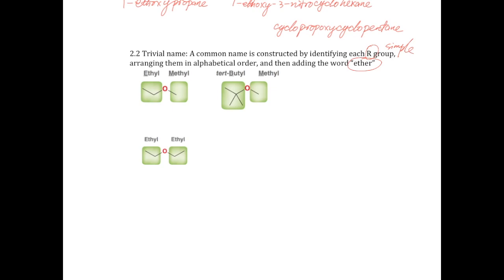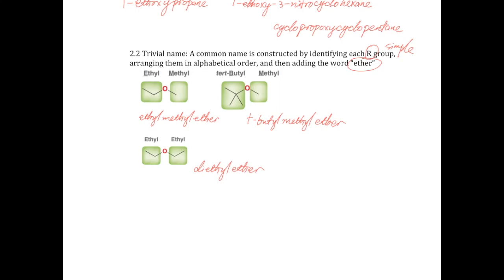Like for this one, arrange alphabetically, would start off from ethyl, methyl, ether. We'll call it ethyl methyl ether. And then this one, we don't count tert, so we could do t-butyl methyl ether. And then this one would be ethyl ethyl ether, or that's what we call diethyl ether.